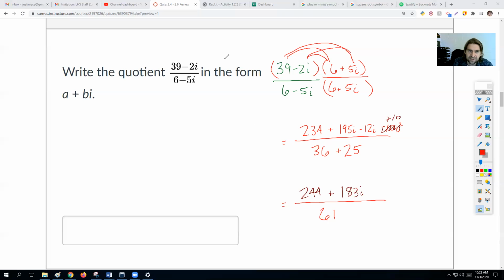183i. Now here's where it gets real crazy: we can actually divide these numbers by 61. 244 divided by 61 is 4. 183 divided by 61 is 3. So the answer is 4 plus 3i. Wow, what a crazy journey that we got on. And it just came out to be a simple answer. So 4 plus 3i.